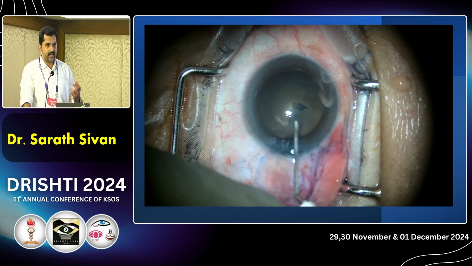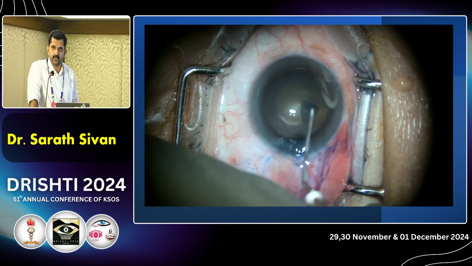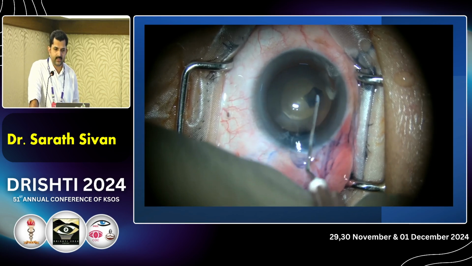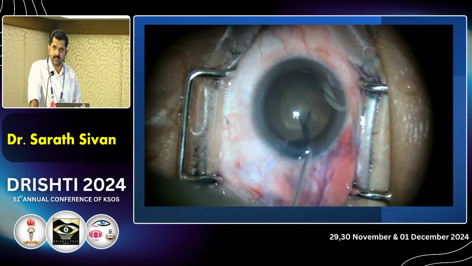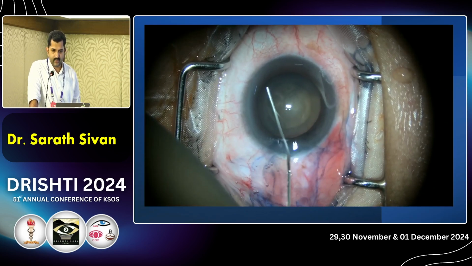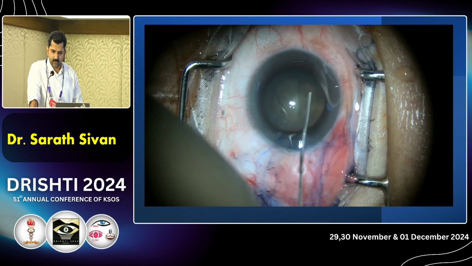Sometimes in cases with very dense VH, doing a rhexis without a red glow will be difficult. In such cases you can stain the capsule nicely with trypan blue and complete the rhexis. Rhexis size is very important.